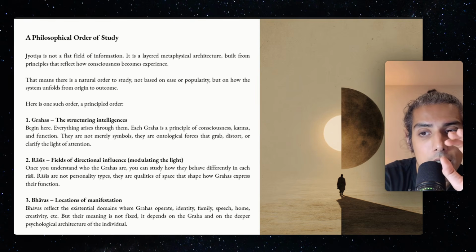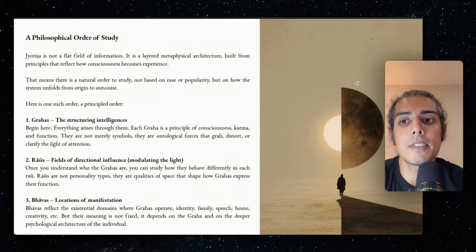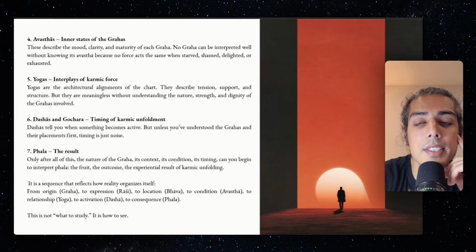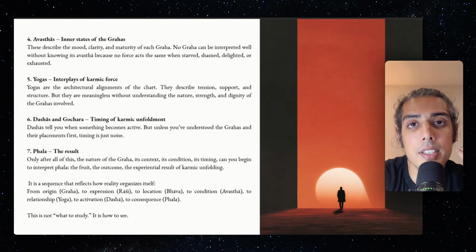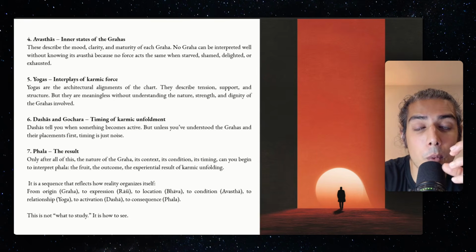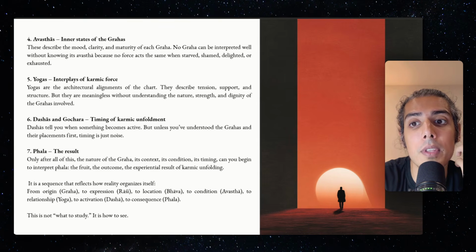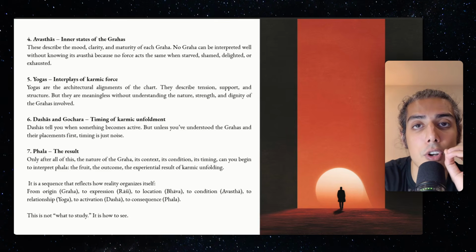So you start with grahas, rashis, bhavas, avasthās, inner states of the grahas, lajjitadi avasthās, jagradadi avasthās, baladi avastha. What are they telling us about the nature of the grahas? These describe the mood, clarity, maturity of each graha. No graha can be interpreted well without knowing its avastha, because no force acts the same when starved, shamed, delighted, exhausted. What are these grahas doing?